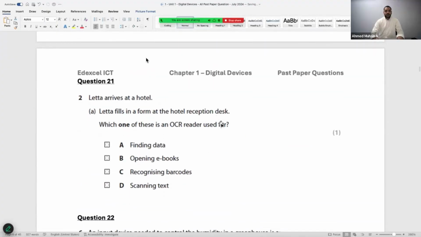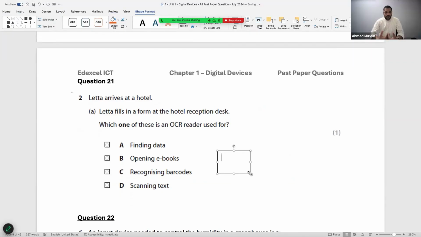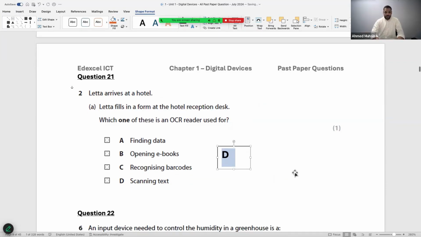Can we come down to question 21, everybody? Question 21, please. A letter arrives at a hotel. A letter fills in a form at the hotel reception desk. Which one of these is an OCR? First, tell me what OCR stands for. Optical character recognition. So what do we use OCR for? Scanning text. Okay, so here your answer would be scanning your text. Okay, everybody is marking. Awesome.